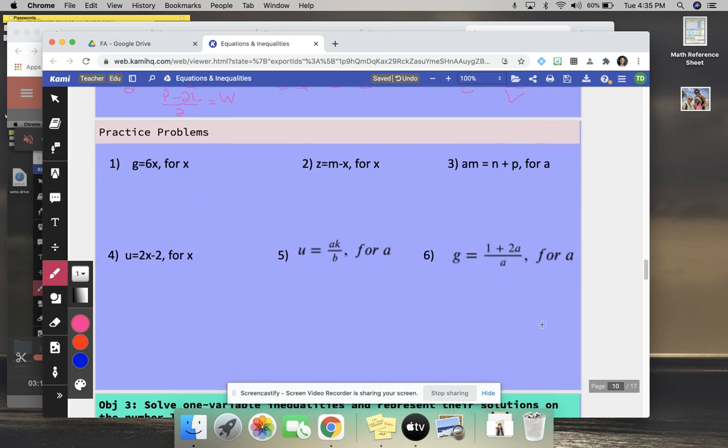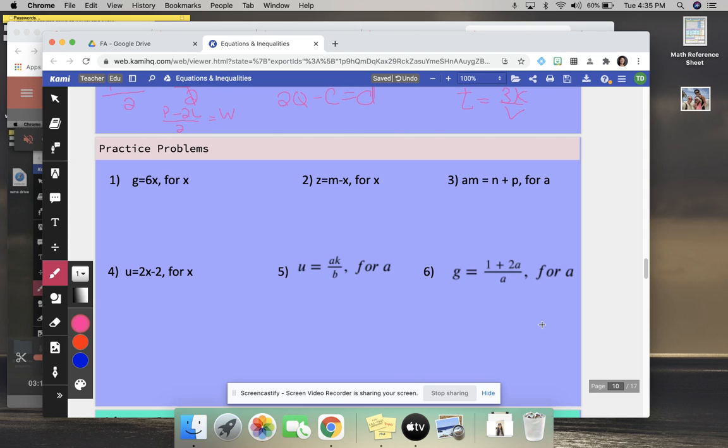Okay, here are some practice problems that you can work on. And again, definitely work on these practice problems because that's how you're going to get better at solving for a specific variable that they're asking you to solve for.